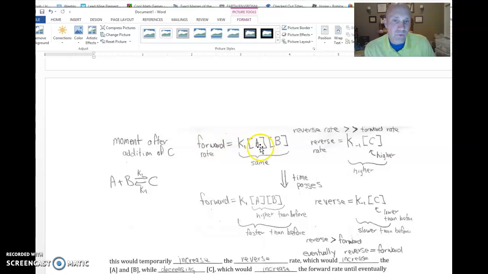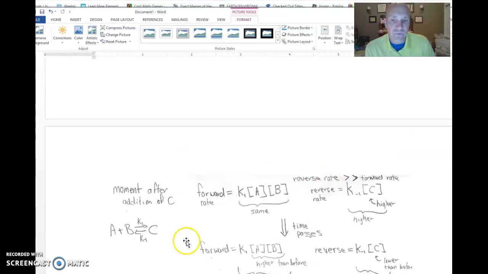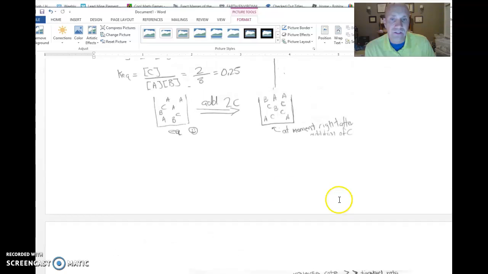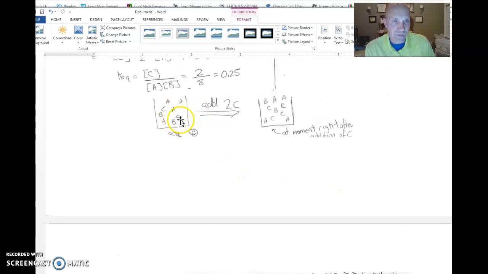All right, so the forward rate would not be affected. You still have the same concentrations of A and B. You still have the same rate constant, so your forward rate is still the same. But if you look at the reverse rate, the rate of this thing going backwards, well, your rate constant is the same, but you now have a higher concentration of C. So if you multiply this higher concentration of C times a constant, your overall reverse rate is increased relative to when it was at equilibrium.